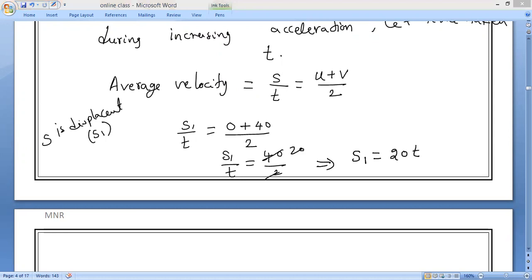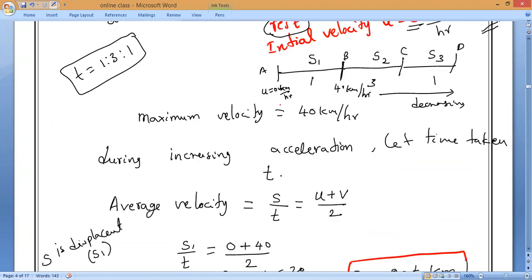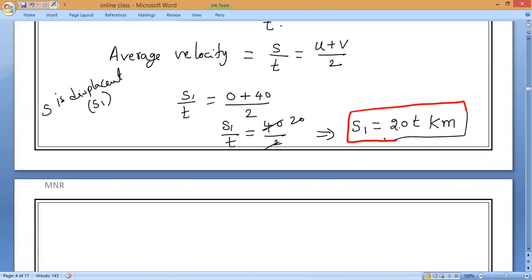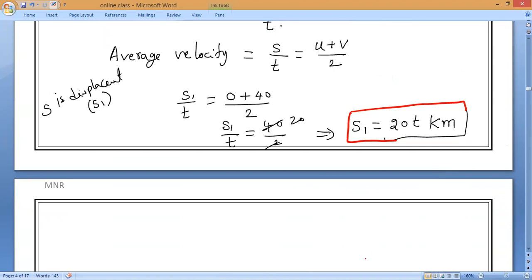20t. Understanding? Now, what is the unit of distance? Displacement unit. How can we measure? Kilometer, meters, or centimeters. So why did you take kilometers here, sir? Because velocity they have given in what? Kilometer per hour. So this is the S1 distance. Any doubt, guys? S1 clear? Yes, sir.